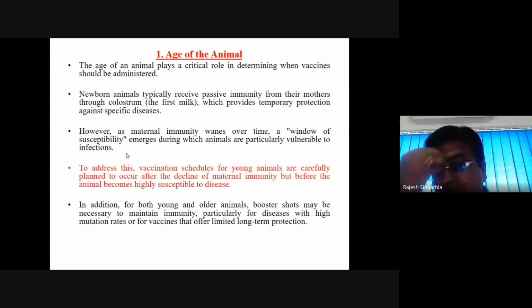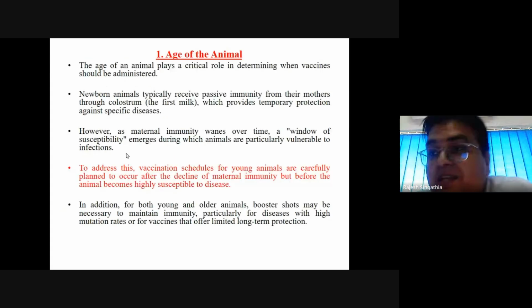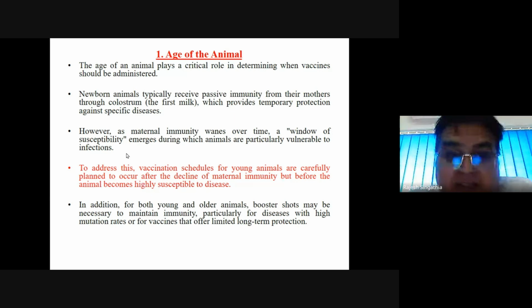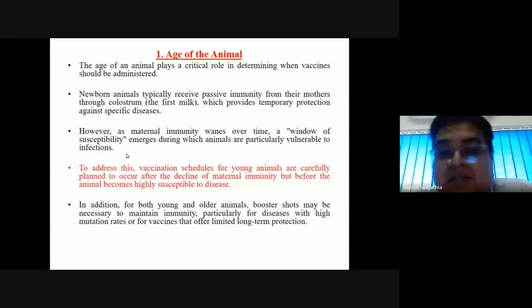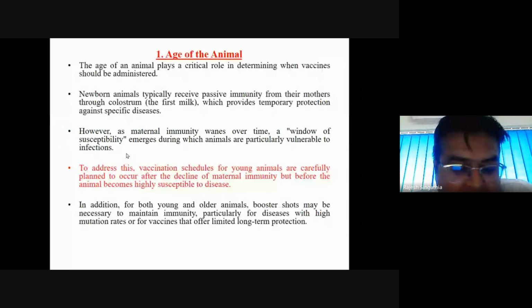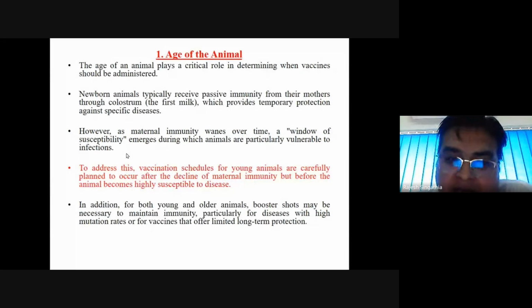We know that age has a very important contribution in vaccination. The age of the animal plays a critical role in determining when vaccine should be administered. We all know that newborn animals typically receive passive immunity from their mother through colostrum, the first milk, which provides temporary protection against specific diseases, up to 1.5 months, up to 2 months, or 3 months. But after this, the maternal antibodies decline. They wane over time, and a window of susceptibility emerges during which animals are particularly vulnerable to infection.